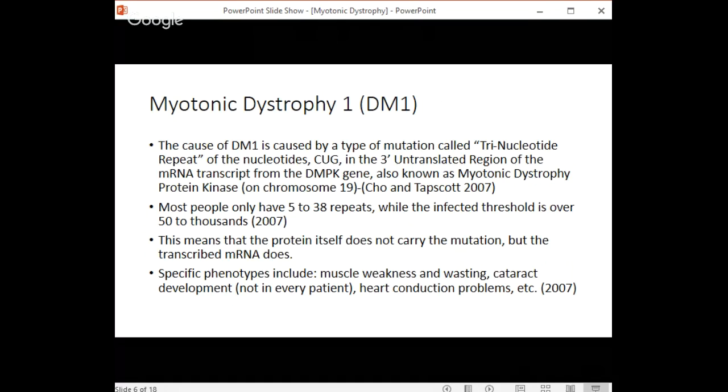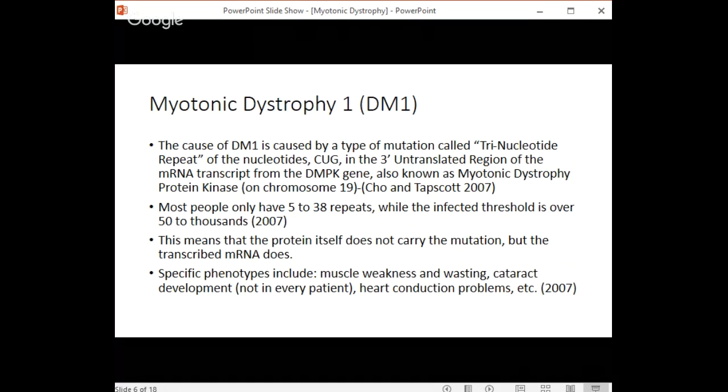So the usual person will have 5 to 38 repeats of CUG in the 3' UTR of these DMPK genes, but the threshold of having the disease is 50 to, definitely, thousands of these CUG repeats, many times.